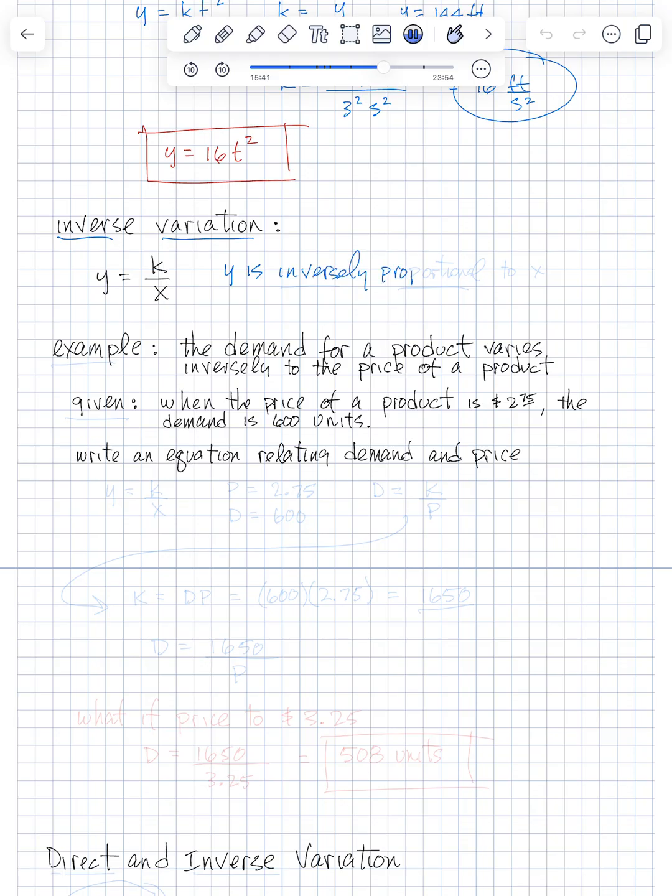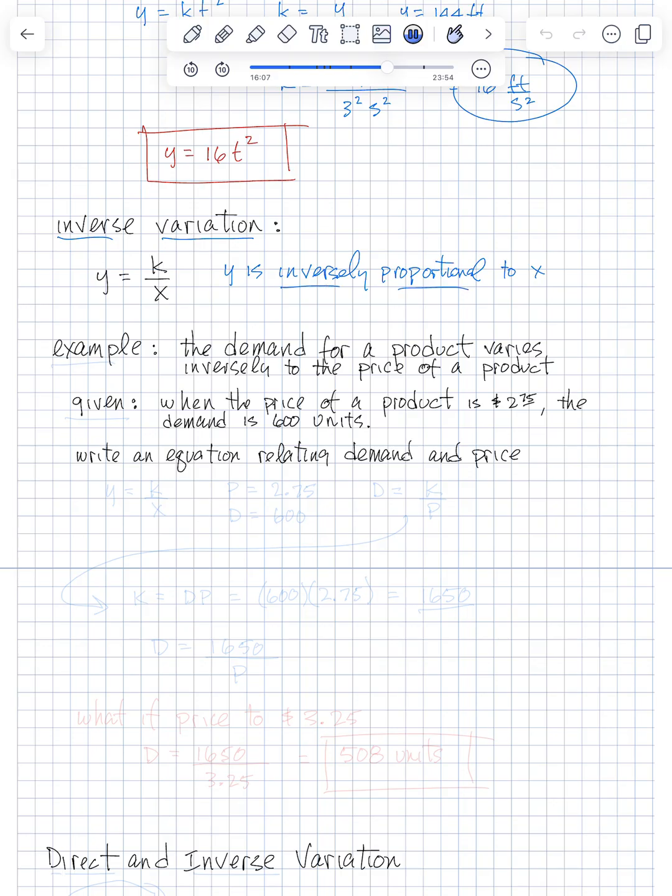Inversely proportional to x. So what that means, if the value of x goes up, the value of y goes down. If the value of x goes down, the value of y goes up. So that makes them inversely proportional to each other.